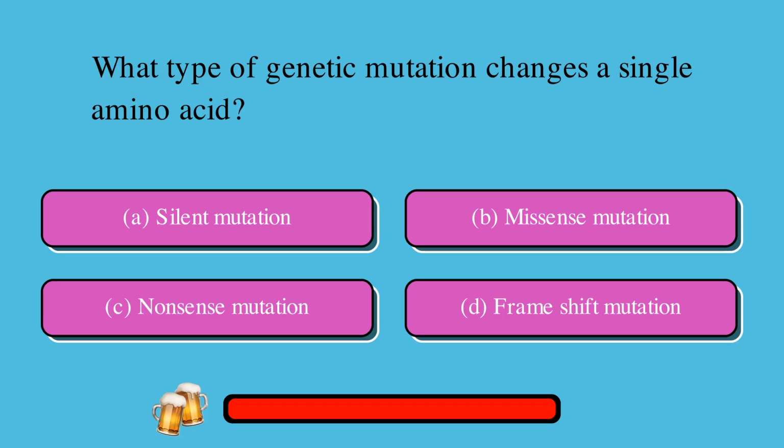What type of genetic mutation changes a single amino acid? A. Silent mutation, or B. Missense mutation, or C. Nonsense mutation, or D. Frameshift mutation? The correct answer is B. Missense mutation.